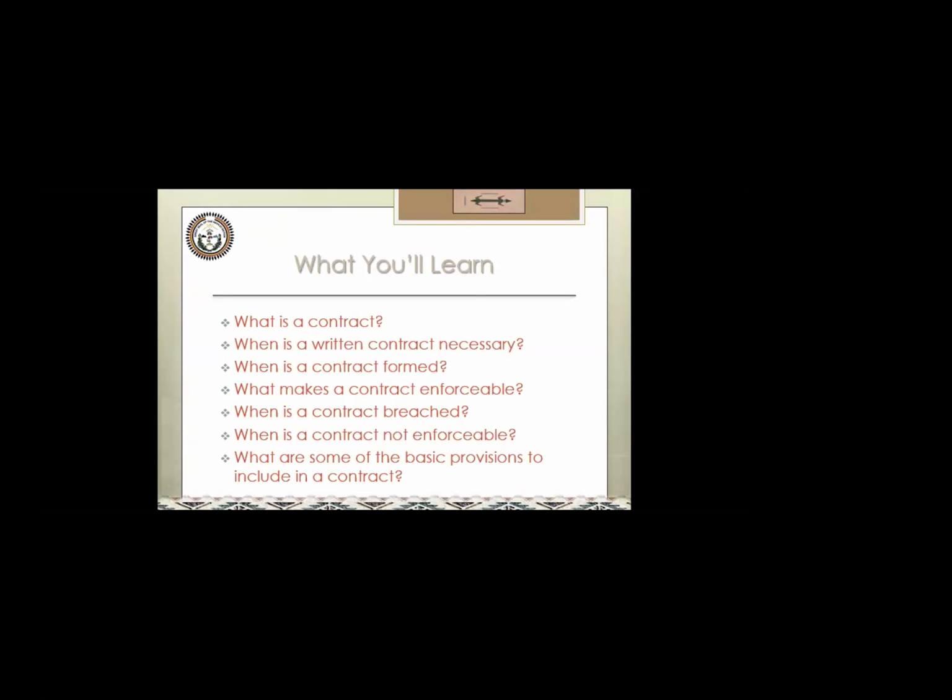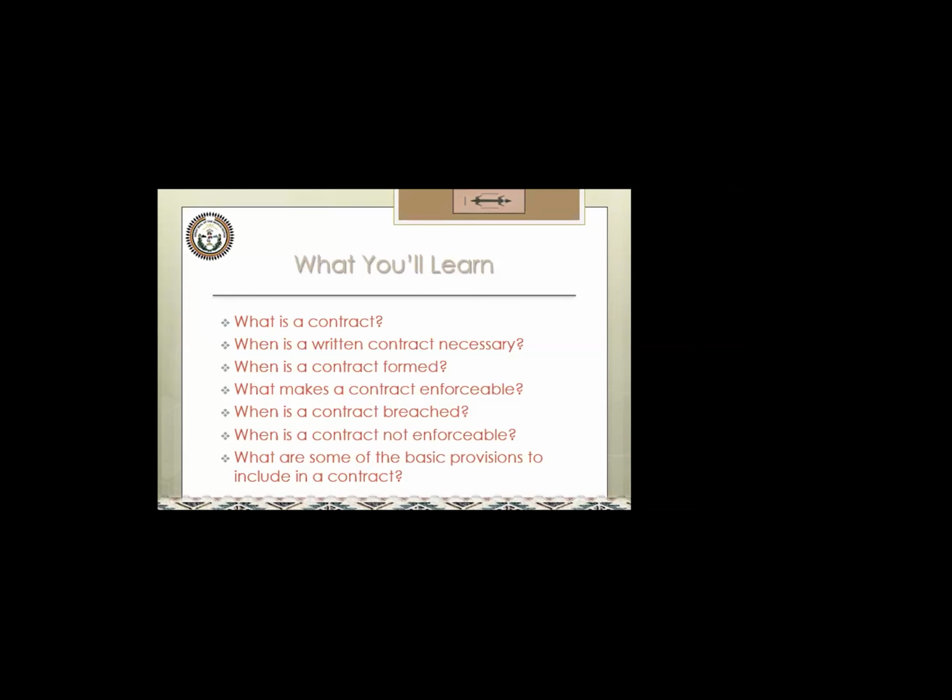What happens when there's a breach of contract? Somebody that you're entering into a contract with doesn't fulfill their duties, responsibilities. It's a breach of contract. How do you get out of breach of contract? And so, what are some of the basic provisions that you would want to include in a contract for your business or yourself, depending on the nature of your business and what you do?